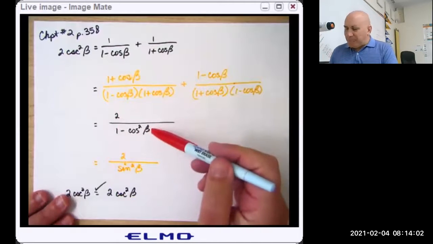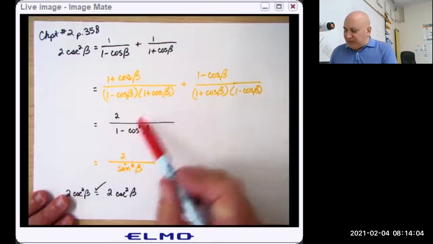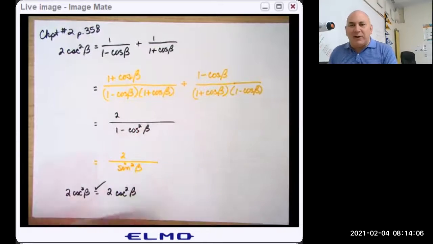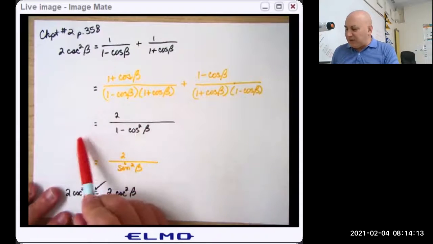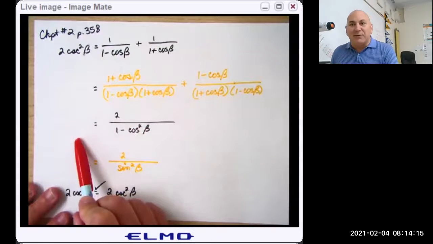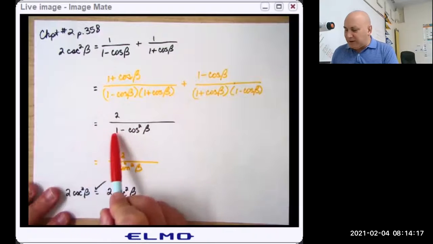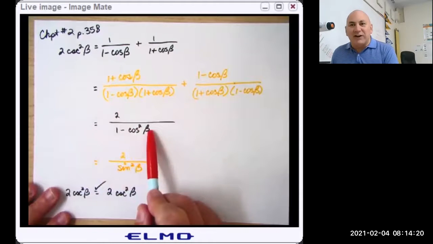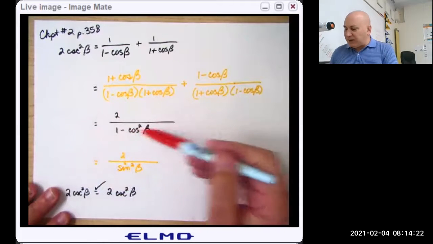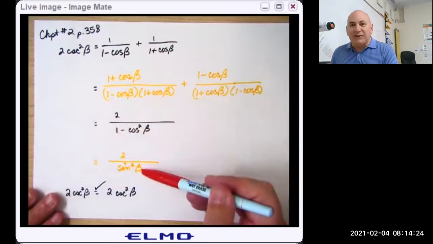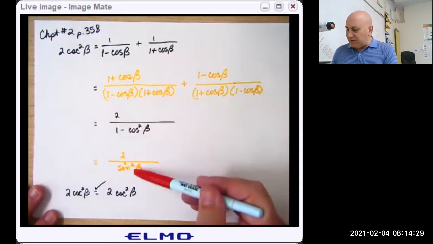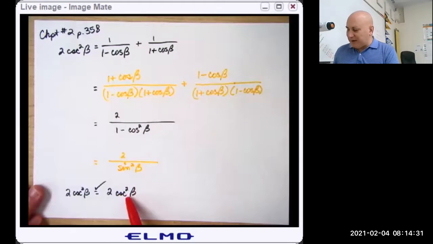And then, whenever you see a 1 and a sine squared or a 1 and a cosine squared, see if you can use the Pythagorean identity. And sure enough, we can. If sine squared beta plus cosine squared beta equals 1, subtract that cosine squared beta, and you get 1 minus cosine squared beta equals sine squared beta. And then 1 over sine squared beta is cosecant squared beta. And it checks.